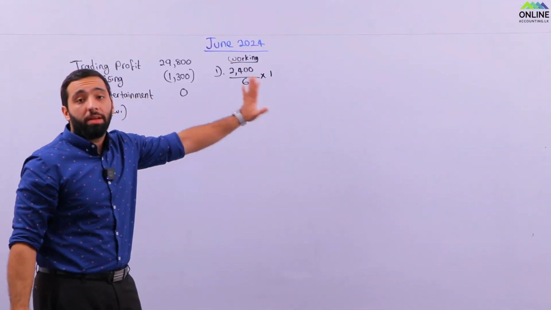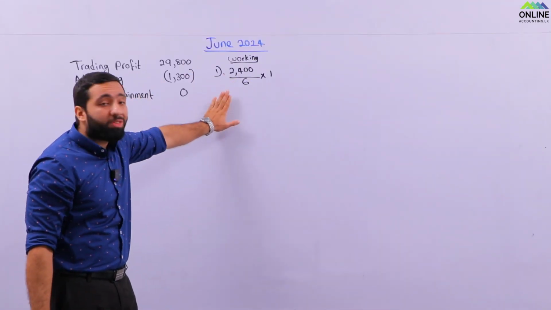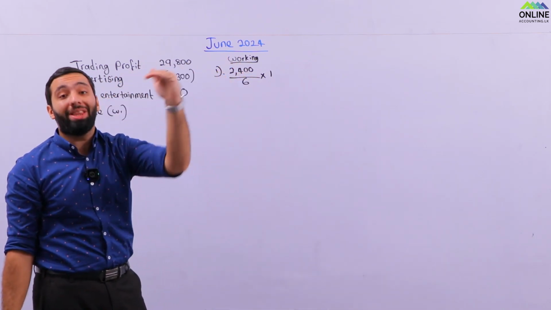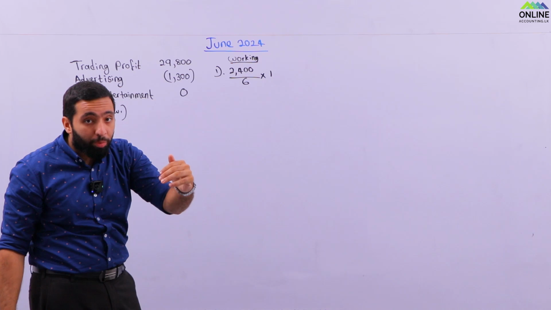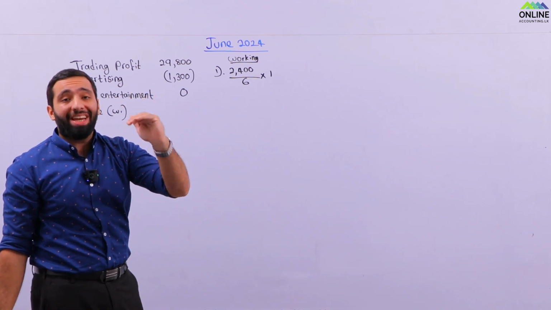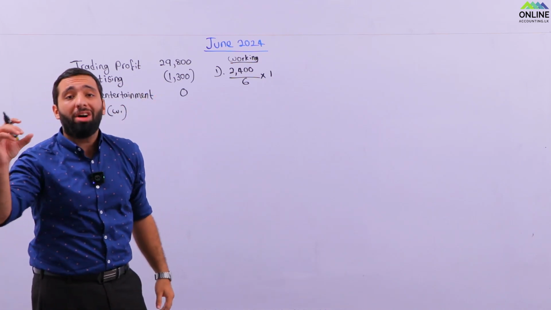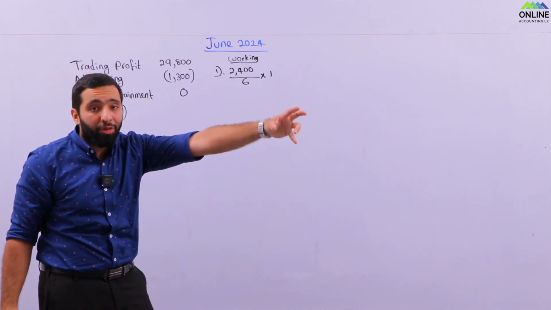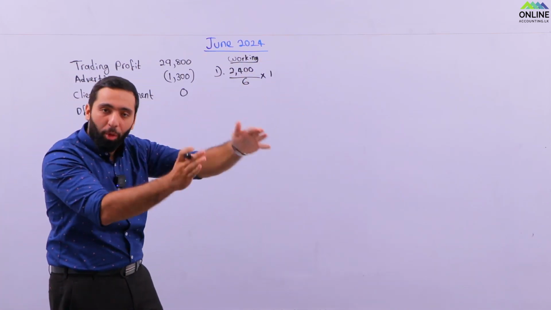Why did I do this? That is because there are 6 rooms in the entire house. So this 2,400 is related to all the 6 rooms. So what you need to make sure, you need to always get only for one. That is because this is the expenditure that is incurred for the production of income, the business related portion.